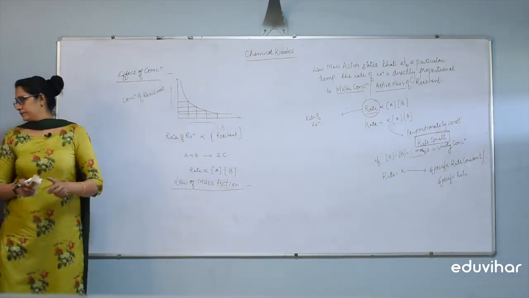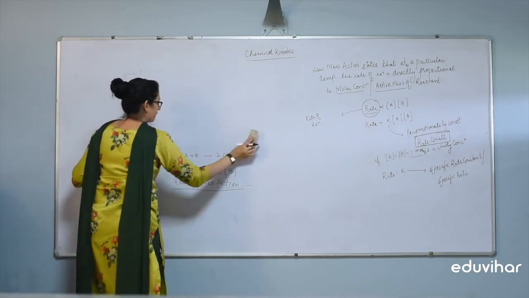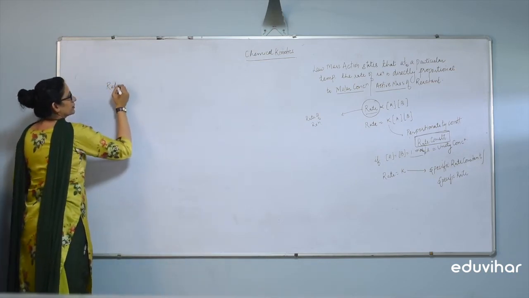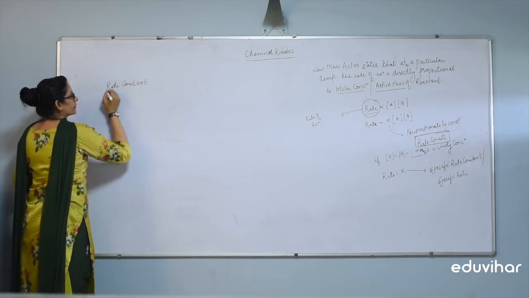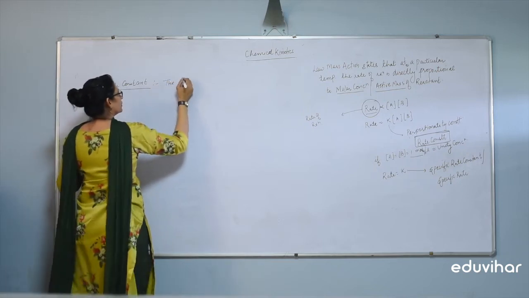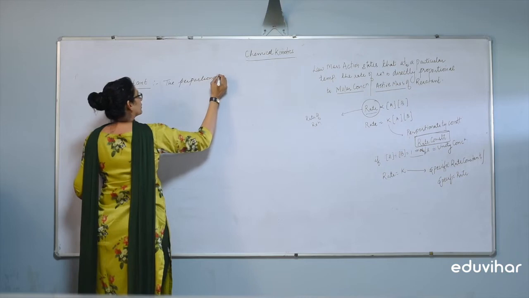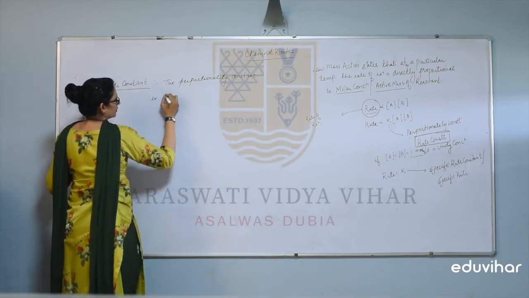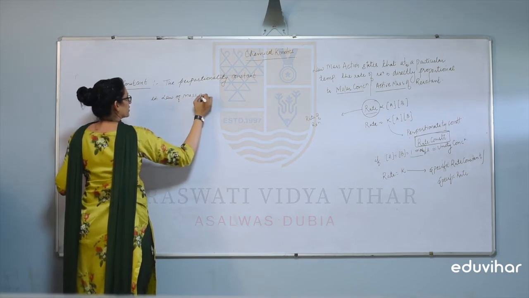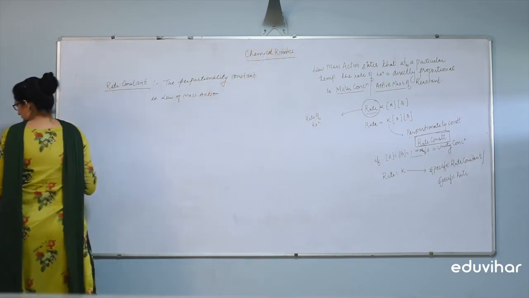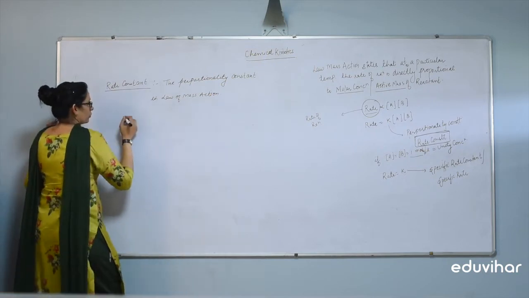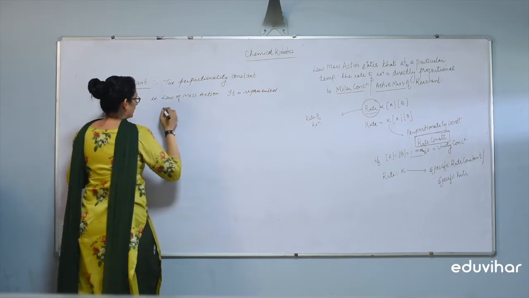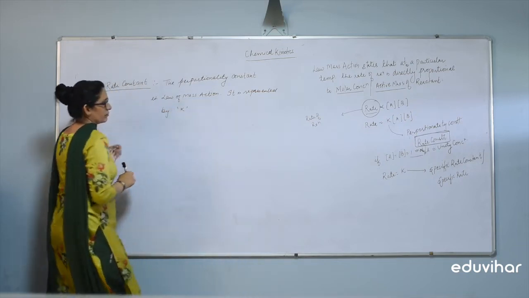So, I am writing the definition. Rate constant. What is rate constant? The proportionality constant in law of mass action. It is represented by K.